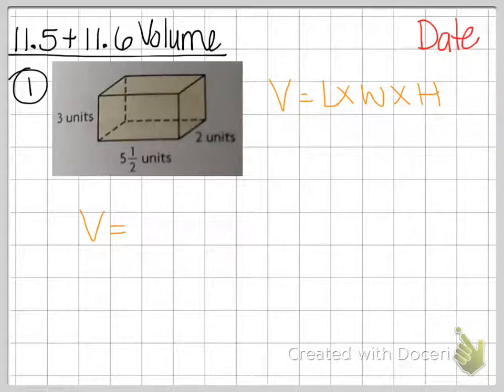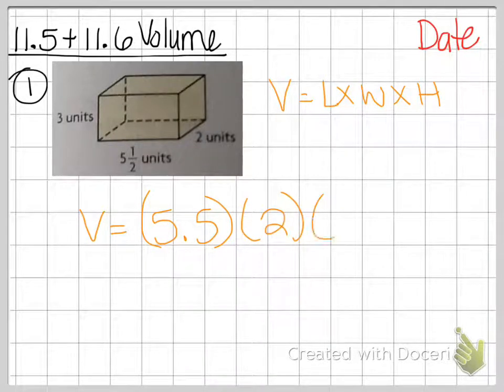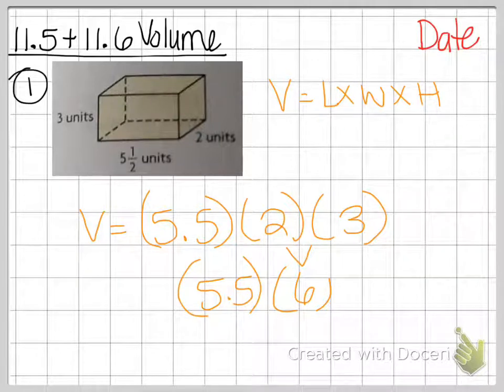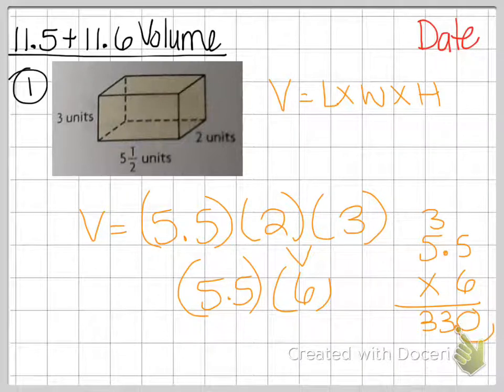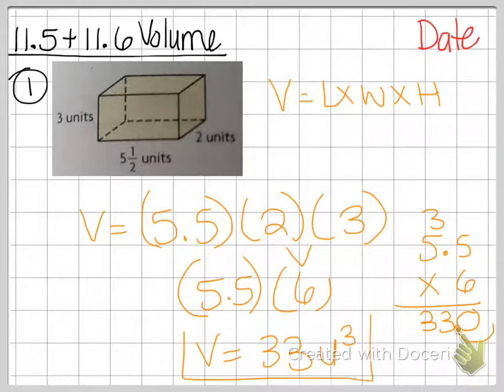So we'll plug them in as 5.5 times our width 2 and our height, which is 3. 2 times 3 is 6 times 5.5, and we'll do 5.5 times 6. We've got 30, 33, add in our decimal, and volume is 33 cubic units. Remember, volume is cubic units.